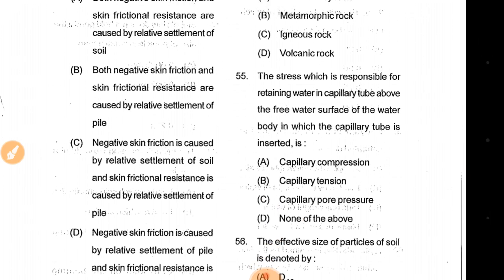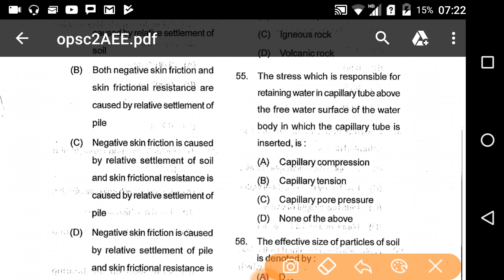The stress which is responsible for retaining water in a capillary tube above the free water surface of the water body in which the capillary tube is inserted is called: capillary compression, capillary tension, capillary pore pressure, none of the above. So the stress responsible for retaining water in a capillary tube above the free water surface is called capillary tension. That is option B will be the correct answer.